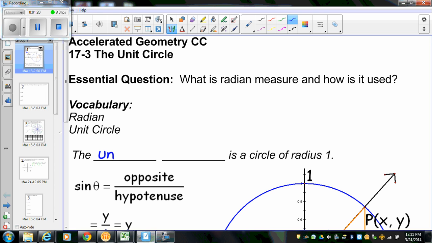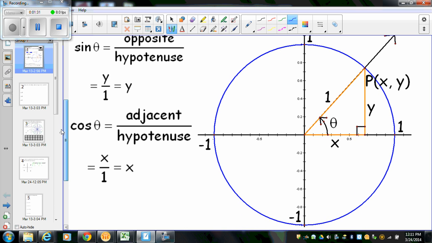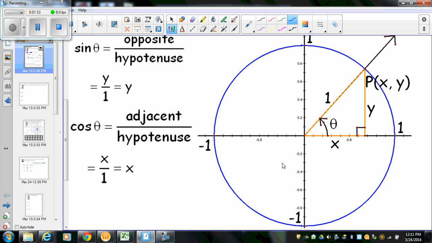The unit circle is a circle that has a radius of 1. It doesn't say it in the definition, but it is also centered at the origin. For example, this blue circle right here is a unit circle. It has a radius of 1 and it is centered at the origin.